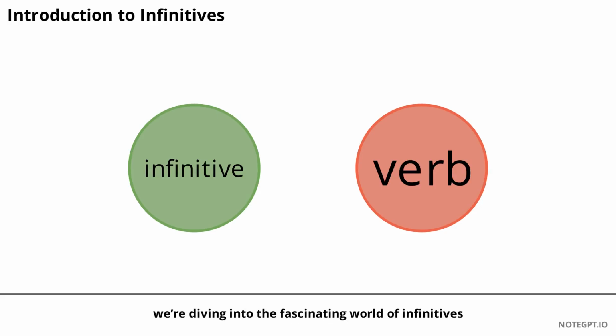Welcome. Today, we're diving into the fascinating world of infinitives. Have you ever wondered what the most basic form of a verb is? That's right, it's the infinitive. In English, infinitives are easy to spot because they're usually preceded by the word "to," like in "to run," "to read," or "to swim." But there's much more to them than just their form.